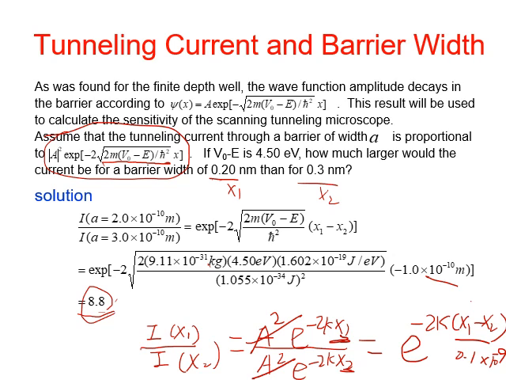That's a huge change. A 1 atom change in the gap gives you a current change of about 10 times. And this shows how sensitive the tunneling microscope is when the surface changes by 1 atom thick.